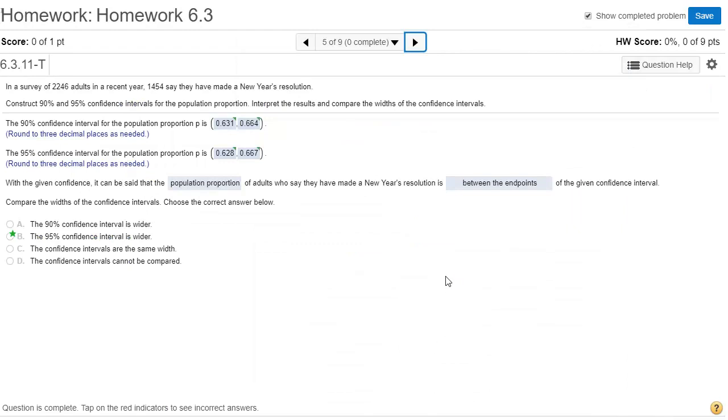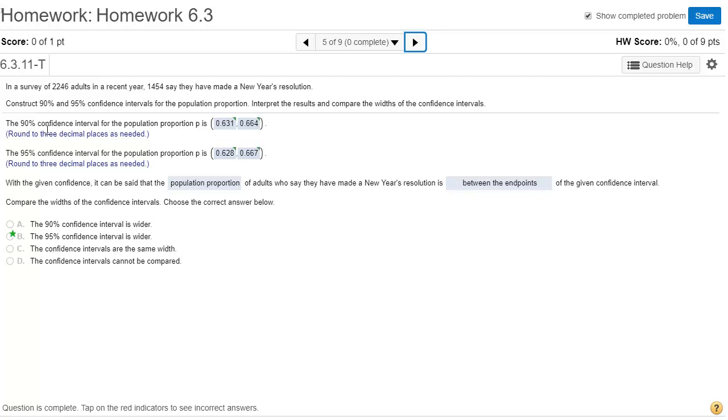Okay, so the last thing I want to talk to you about here is confidence intervals for proportions. If I'm using StatCrunch to calculate the confidence interval of a proportion, let's take a look at a problem that would involve a proportion. So this problem says in a survey of 2,246 adults, 1,454 say they have made a New Year's resolution.